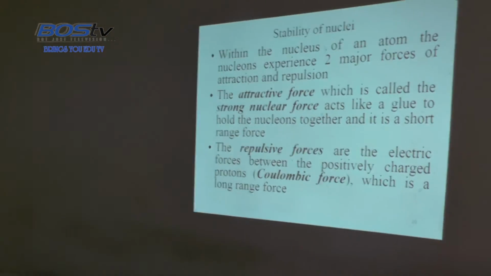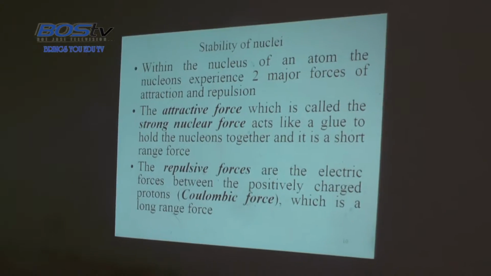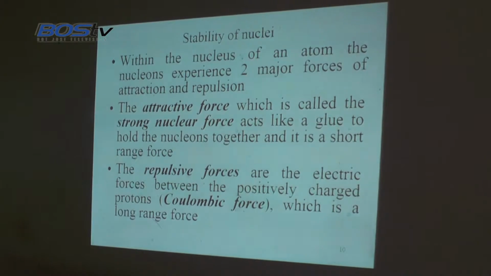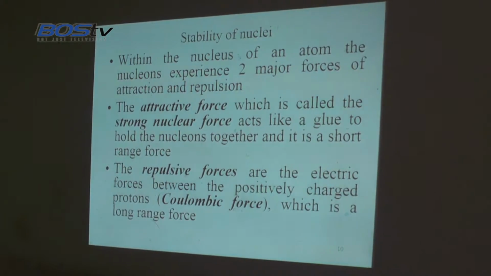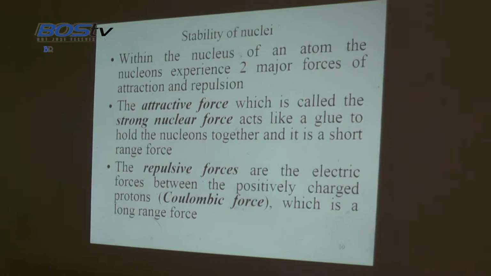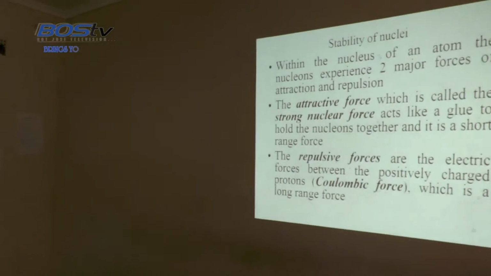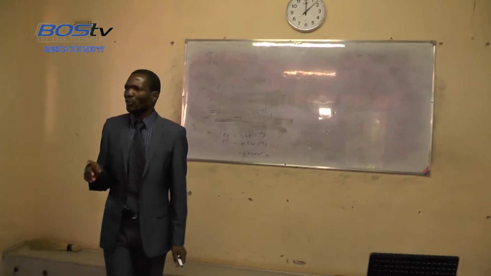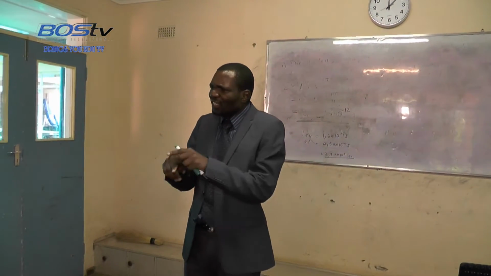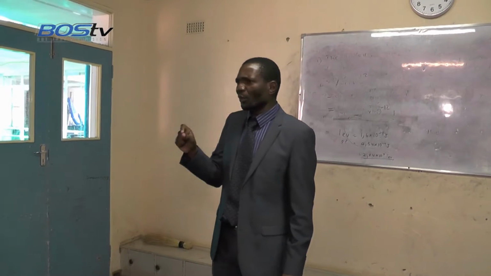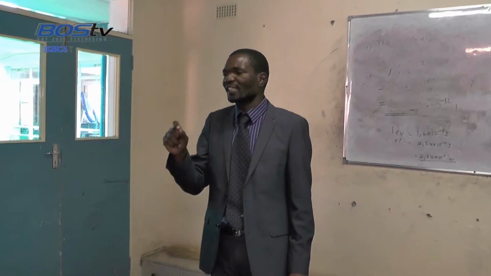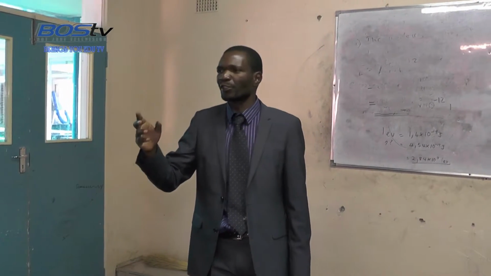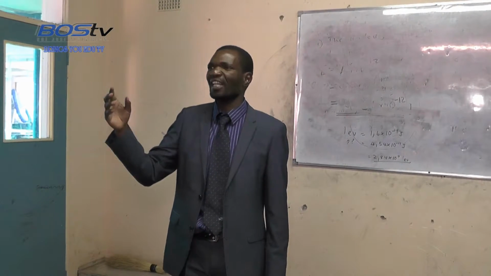Now, from your AS physics, you know that protons and neutrons are also called hadrons. You still remember? Protons and neutrons are also called what? Hadrons. And they are affected by the strong nuclear force of attraction, which keeps them together. But still, protons and neutrons are within a very small space, which means a proton and a proton are still close together. They will suffer a repulsive force. What is the name of the repulsive force between a proton and a proton? Because of their similar charges.